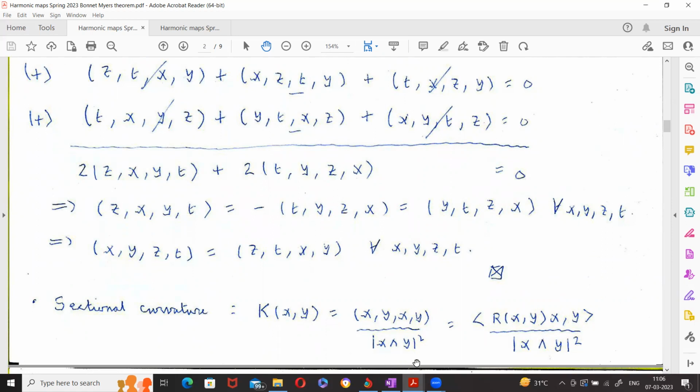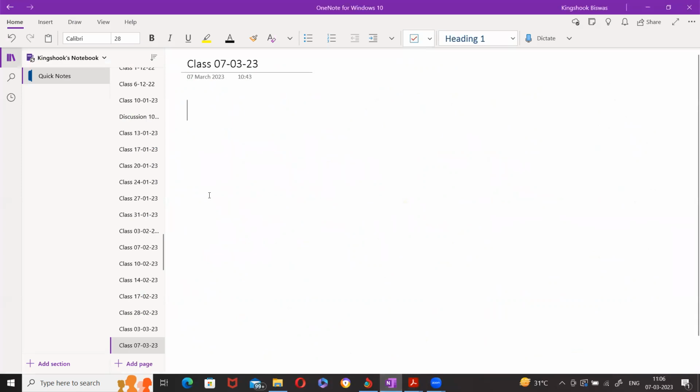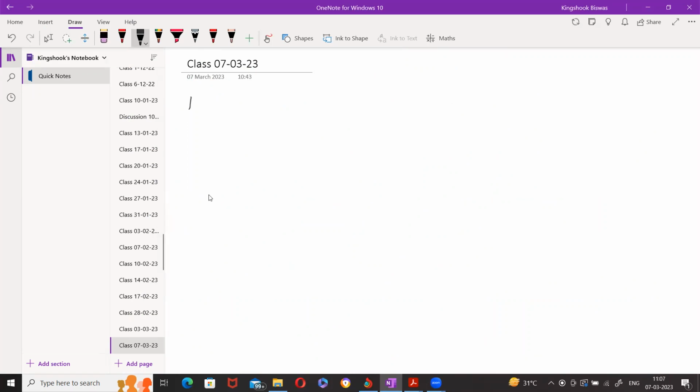So the sectional curvature is a function of two-dimensional subspaces of the tangent space. Okay, so suppose you take a point p in your Riemannian manifold M, and you take sigma, a two-dimensional subspace of the tangent space at p. Okay. And suppose x, y is a basis of this two-dimensional subspace sigma.